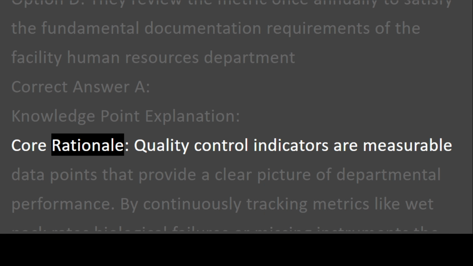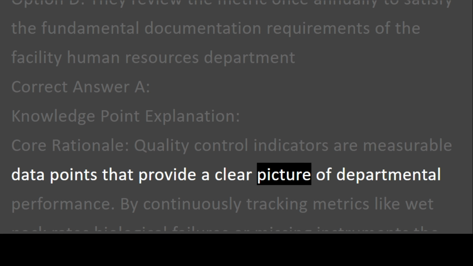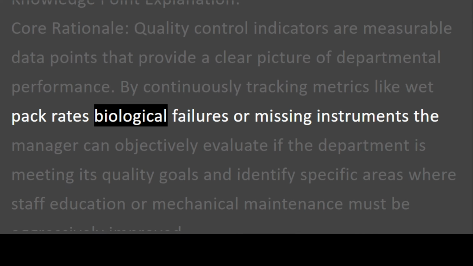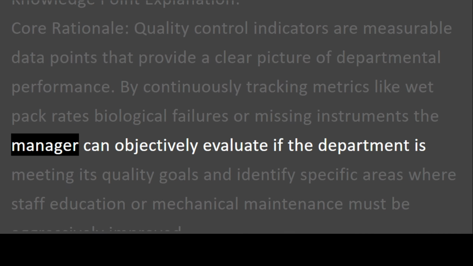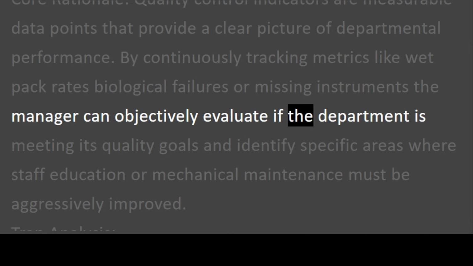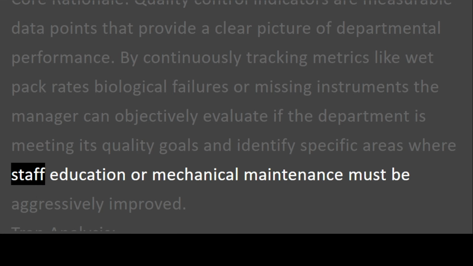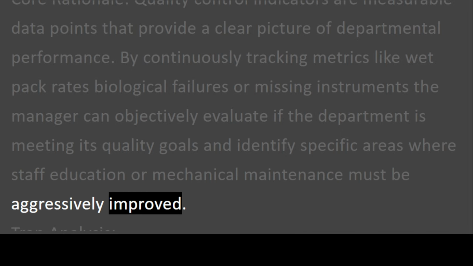Core rationale. Quality control indicators are measurable data points that provide a clear picture of departmental performance. By continuously tracking metrics like wet pack rates, biological failures, or missing instruments, the manager can objectively evaluate if the department is meeting its quality goals and identify specific areas where staff education or mechanical maintenance must be aggressively improved.